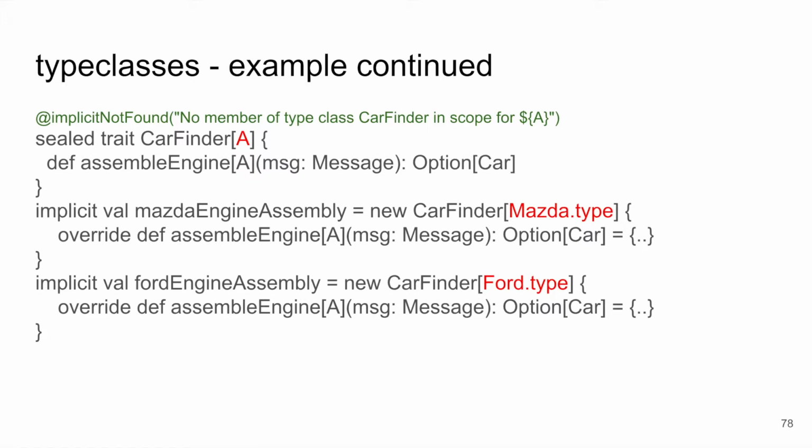Here are two type member implementations for Mazda and Ford. You need to add the word type after Ford and Mazda because Mazda and Ford are objects. So this means they are in-memory objects. So in order to get their actual type, you need to do dot type. Now classes, on the other hand, are not automatically in-memory objects until we use the new keyword on them. So for a case class, we would not need to add the dot type here.